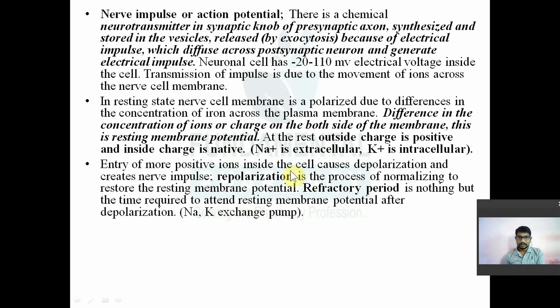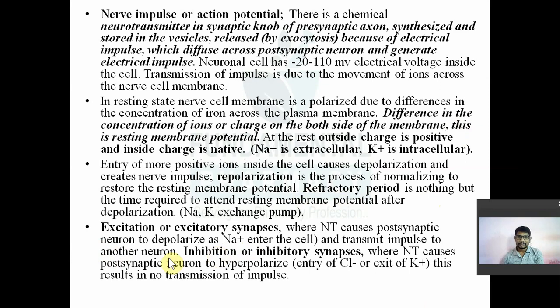Depolarization. Okay, now repolarization. The depolarization that has happened does not stay like that; it gets repolarized. So if there is a depolarization, the cations will be expelled out of the cell. That is known as repolarization. Repolarization is the process of normalizing or restoring the normal membrane potential. Now, refractory period is nothing but the time required to attain the resting membrane potential after depolarization. So first depolarization happens, and then the time it takes for repolarization is called the refractory period. And that is due to sodium potassium exchange, in excitation or the excitatory synapse.